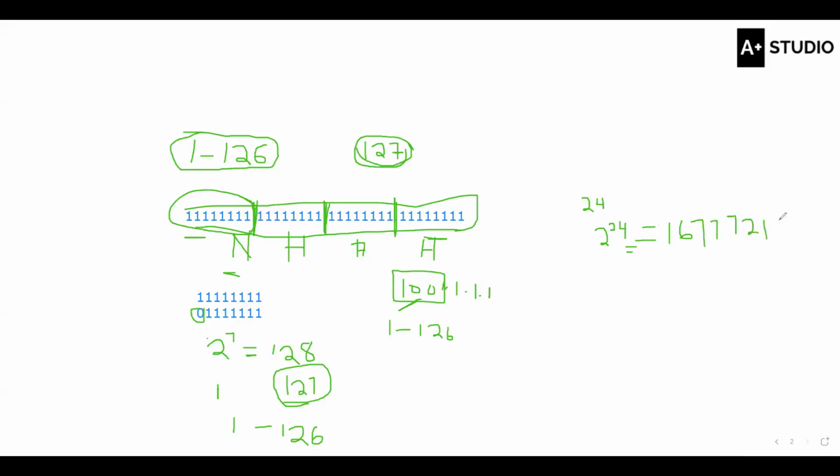We have 16,777,216. And with the Class A IP address, these are the number of IP addresses on it. But these aren't the usable IP addresses. These are only the IP addresses in this particular Class A IP address. That means it can have about 16,777,216 hosts.